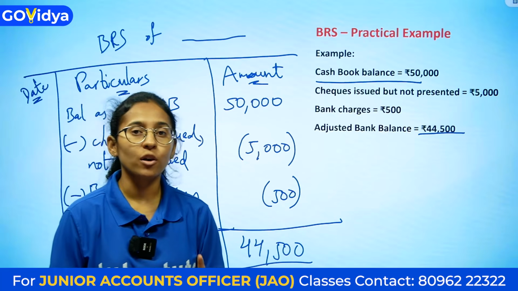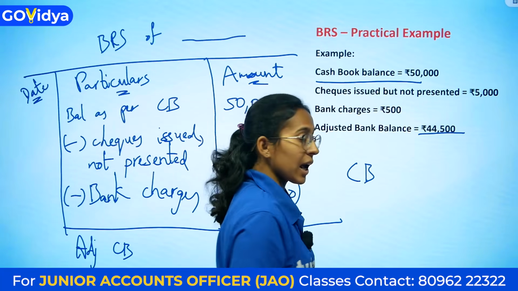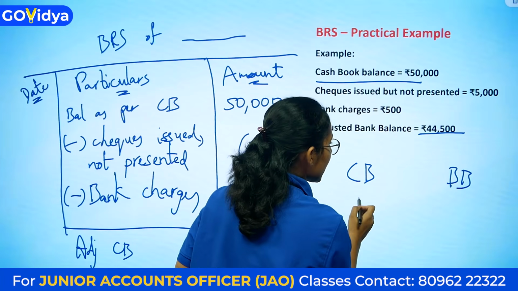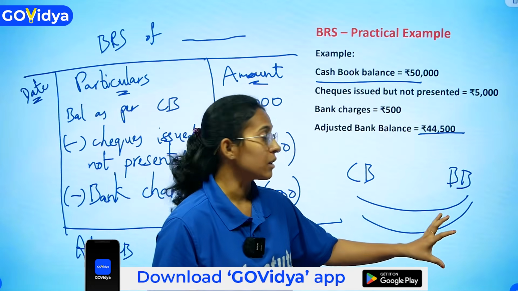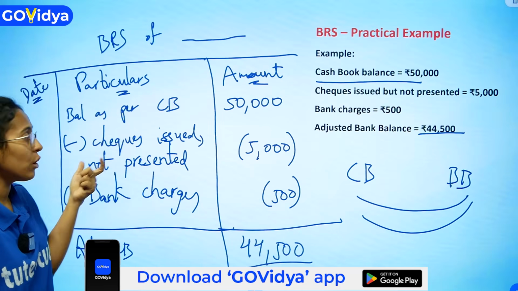One thing that you have to concentrate on here is whether you are going to get the bank balance from the cash book or the cash balance from the bank book. Either cash to bank or bank to cash. That should be the clear point. Only then will you get to know whether you have to add or minus here.